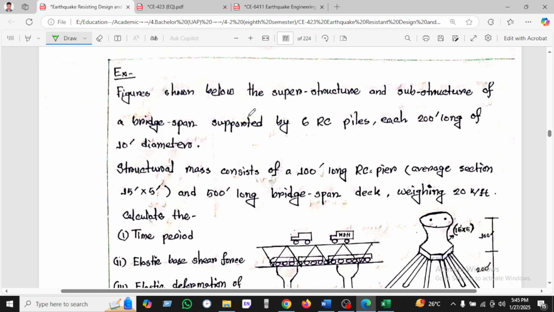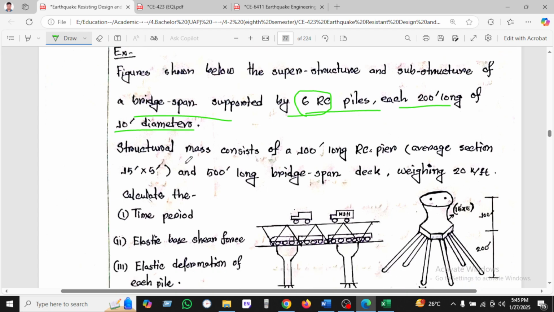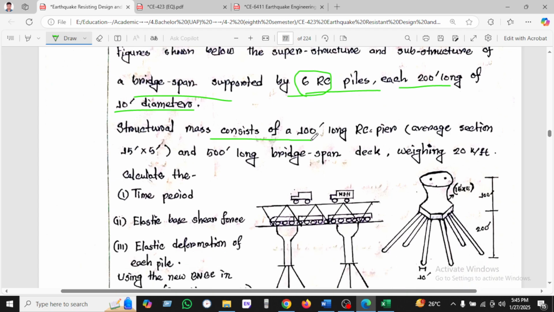Another example you can see here, the figure is shown below. The superstructure and substructure of the bridge span is 6 arch spire, each of 20 feet of 10-meter diameter, and the structural mass consists of 100 feet long RC pier. Average section is 15 into 6, and 5 meter long bridge pier, and deck weighing 2 feet cube per feet.